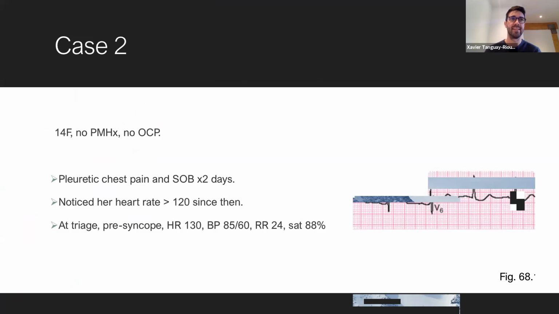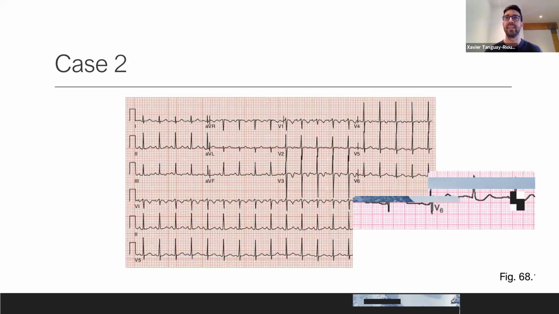So second case, you have a 14-year-old female, no past medical history, no OCP. She presents with pleuritic chest pain and shortness of breath for 2 days. She noticed that her heart rate was above 120 since then. At triage, she has a pre-syncope. Her heart rate is 130. She has a low BP. She's tachypneic and desatting. So obviously, I think you know where this is going, but this is her EKG.